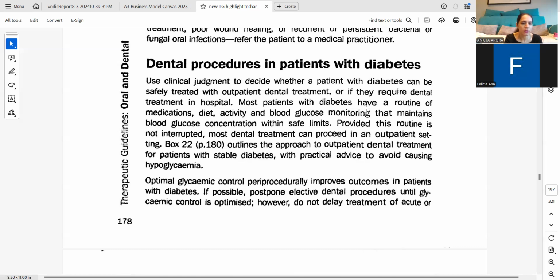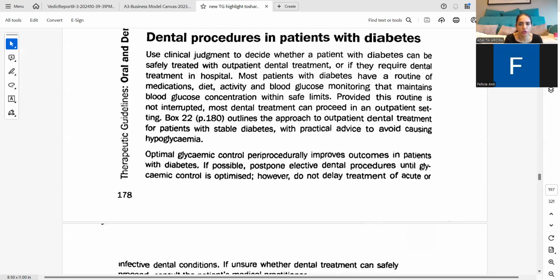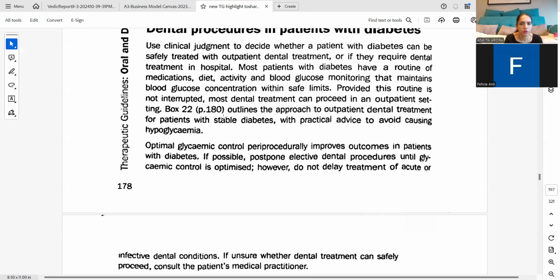Most patients with diabetes have routine medications, diet, activity and blood glucose monitoring that maintains blood glucose concentration within safe limits. Provided this routine is not interrupted, most dental treatment can proceed in an outpatient setting. We have a further outlined approach to outpatient dental treatment for patients with stable diabetes, with practical advice to avoid causing hypoglycemia.